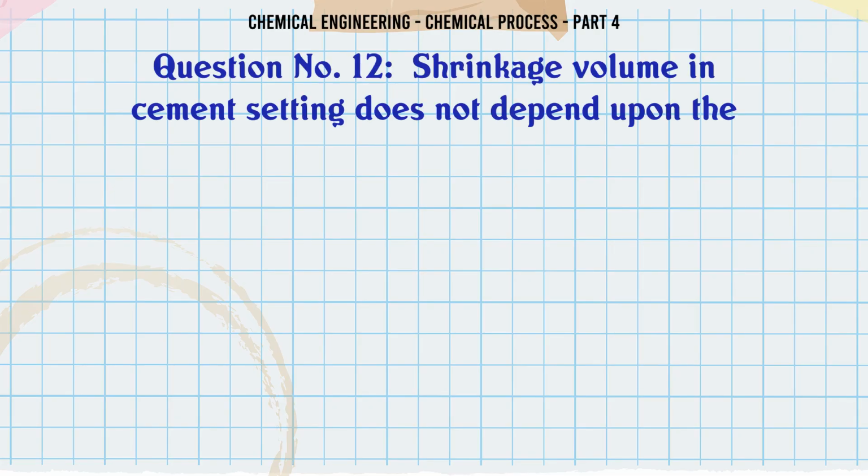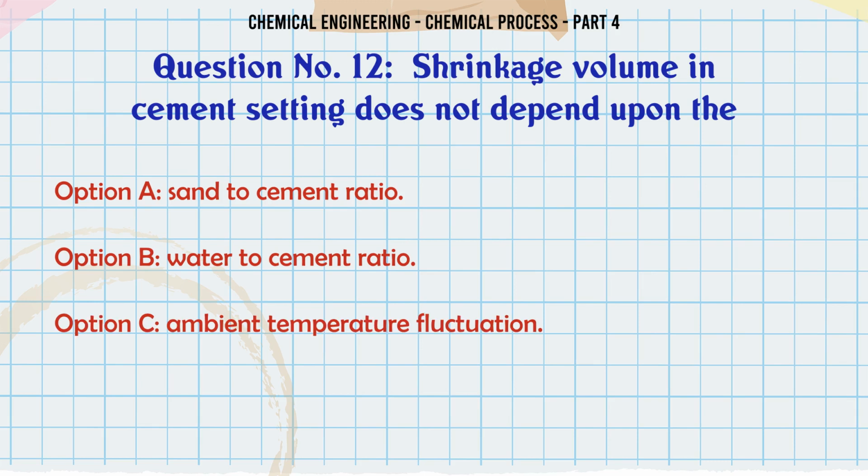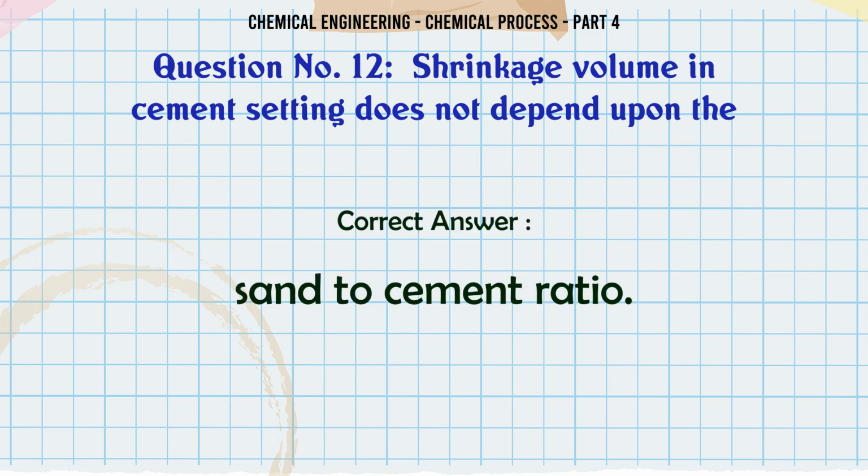Shrinkage volume in cement setting does not depend upon the A. Sand to cement ratio, B. Water to cement ratio, C. Ambient temperature fluctuation, D. Drying period. The correct answer is sand to cement ratio.